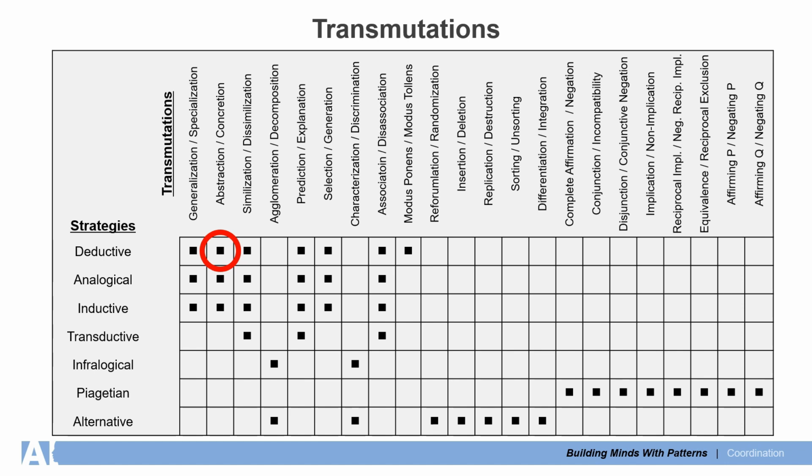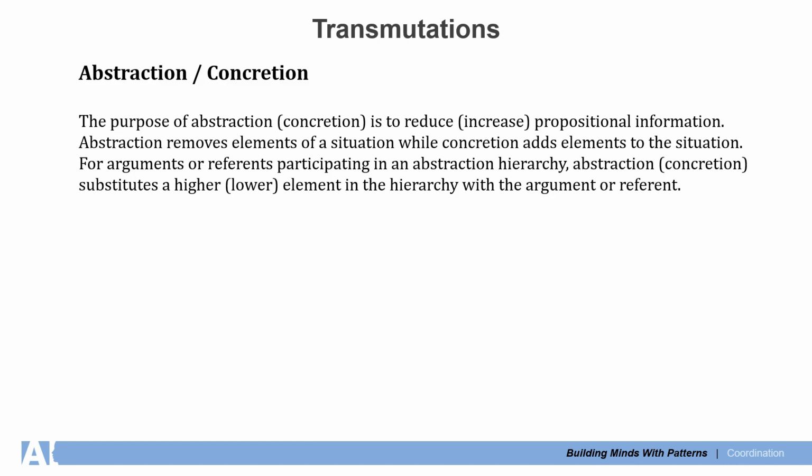Abstraction and concretion can be performed in deductive, analogical, or inductive manners. The purpose of abstraction or concretion is to reduce or increase the propositional information. Abstraction removes elements of a situation while concretion adds elements to the situation. For arguments or reference participating in an abstraction hierarchy, abstraction or concretion substitutes a higher or lower element in the hierarchy with the argument or referent.